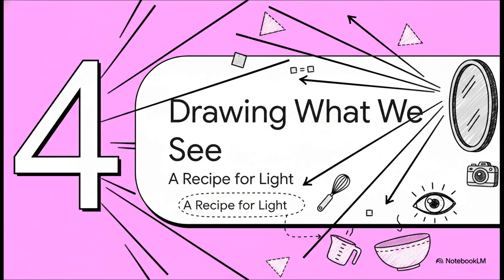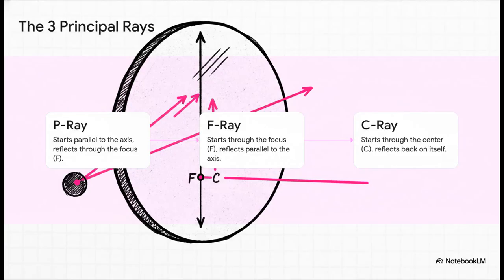So how can we possibly predict what an image will look like in one of these crazy curved mirrors? Well, we could do a ton of complicated math. Or we can use a really simple drawing method that's more like following a recipe. It's called ray tracing. Now, the great thing is, we don't need to track every single ray of light. We only need to follow the path of three special principal rays, because their behavior is always super predictable.